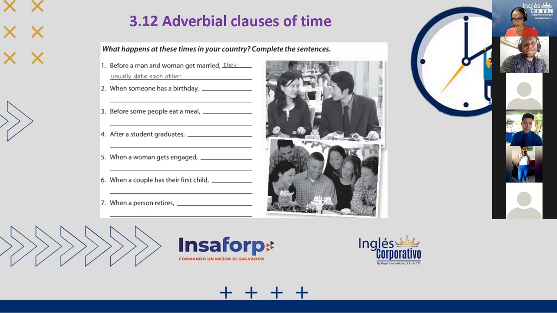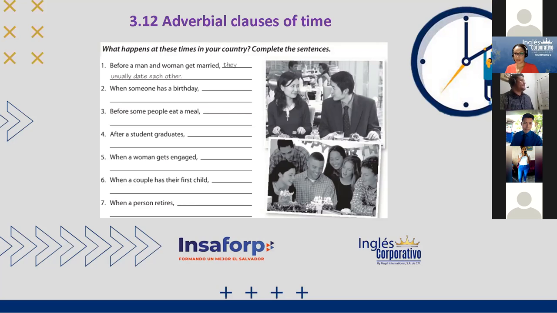Okay, Ruben. Usually after the student graduates, they go to the party in the hotel. Yes, they go to a party in a hotel. Very good. Now, when a woman gets engaged, what do you have? Me, teacher. Okay, Stephanie. When a woman gets engaged, they usually get married.